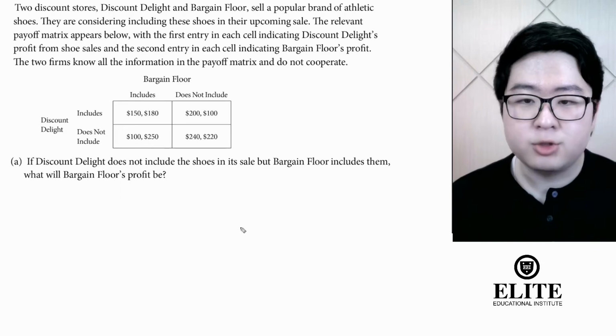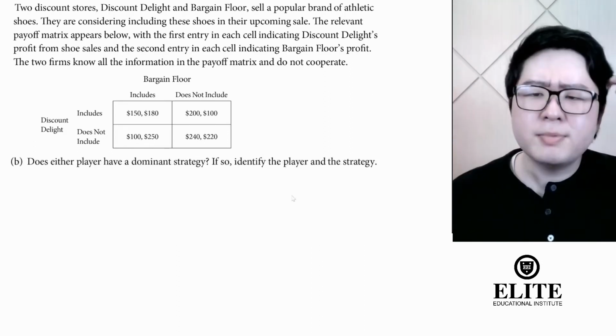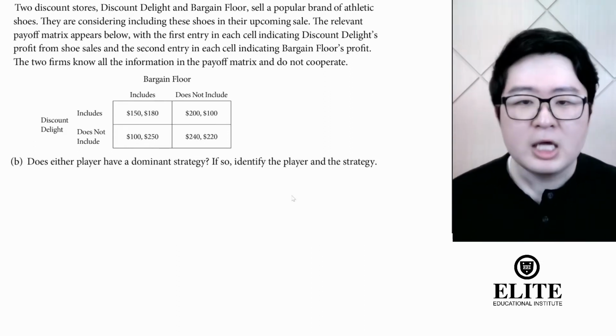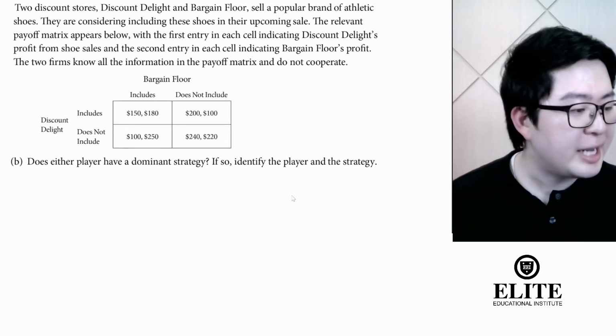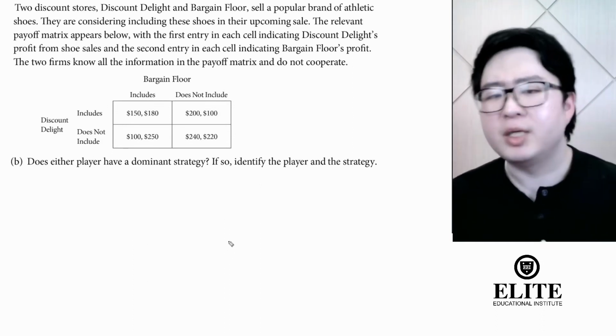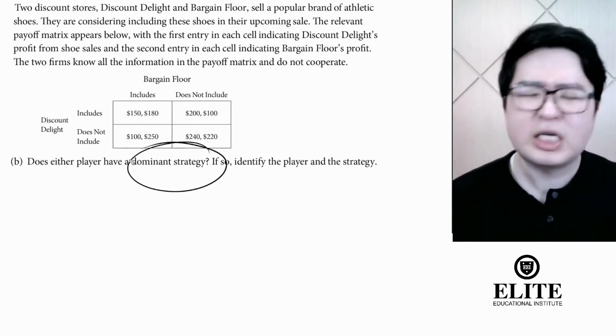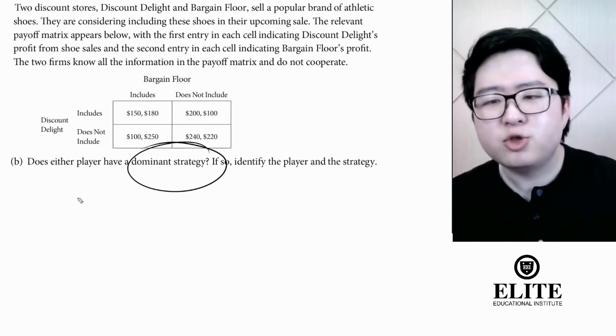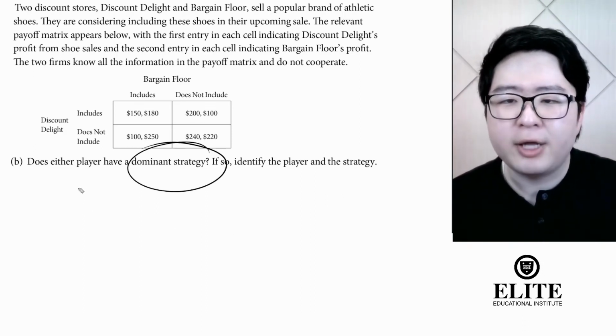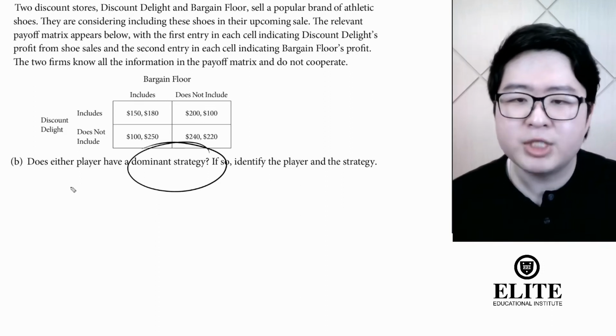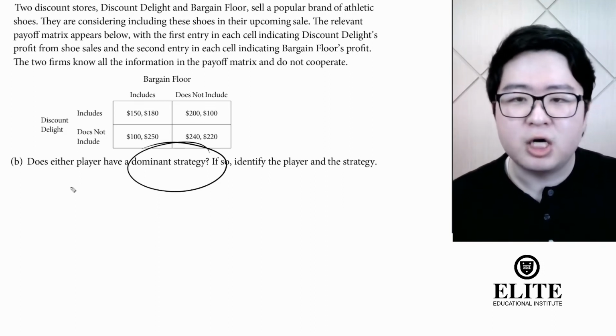Let's go ahead and move on to part B. Does either player have a dominant strategy? If so, identify the player and the strategy. What is a dominant strategy? That's the first thing that we have to determine first. Dominant strategy, right? And so a dominant strategy is going to be a strategy that a player will always pick. Always pick, regardless of the strategy of the other player.